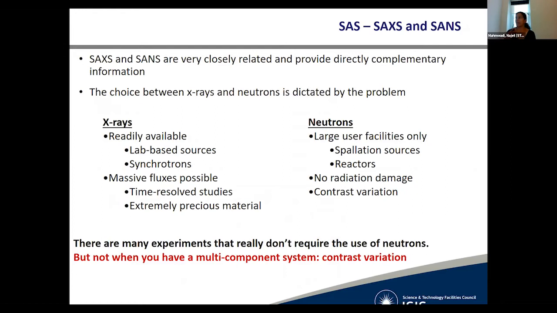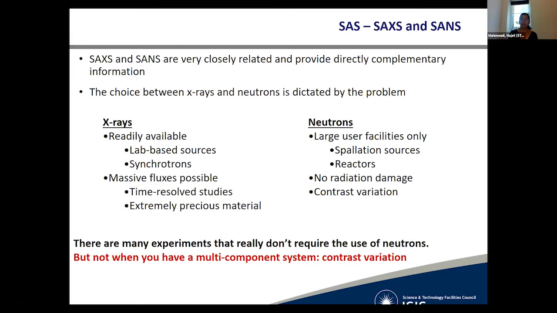Obviously, they are used quite complementarily, but the choice between using X-rays or neutrons is usually dictated by the problem and by the availability also, but mostly by the problem. So while X-rays are readily available, mostly as lab sources, neutrons are not.